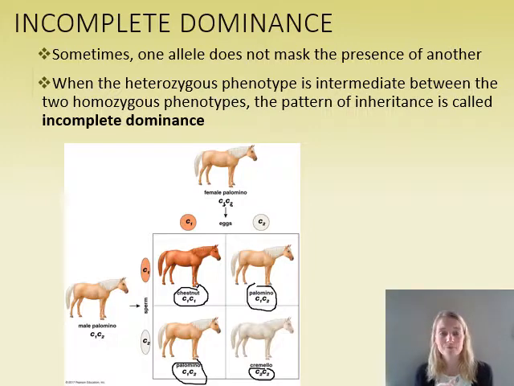Sometimes you might see that with red flowers and white flowers giving you pink flowers. That pink would be the heterozygote. The red would be the homozygote red, and the white would be the homozygote white. Okay.